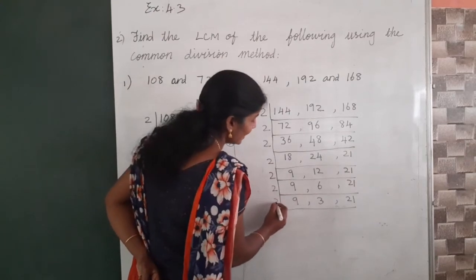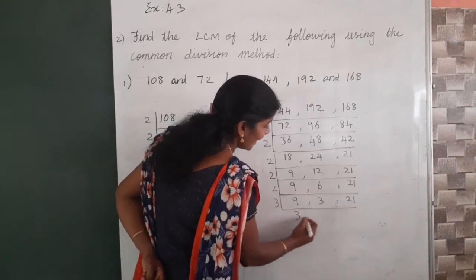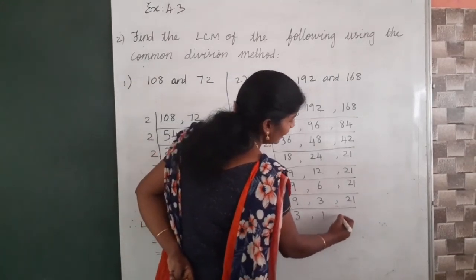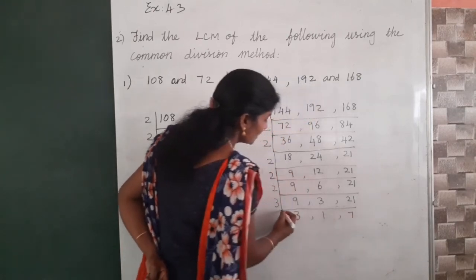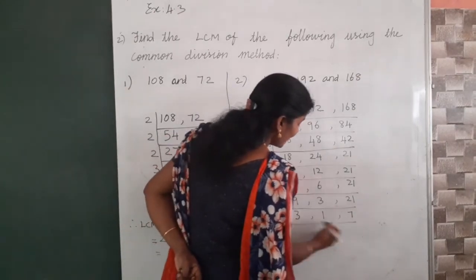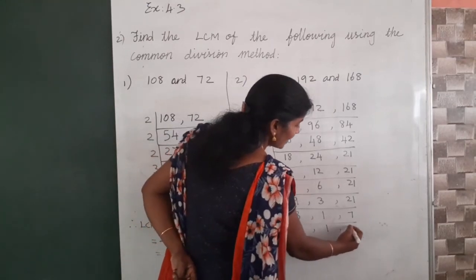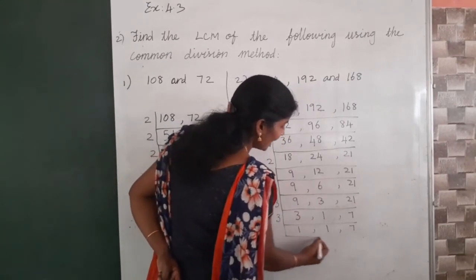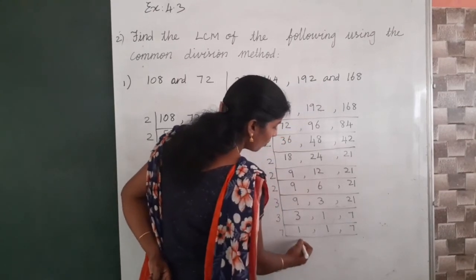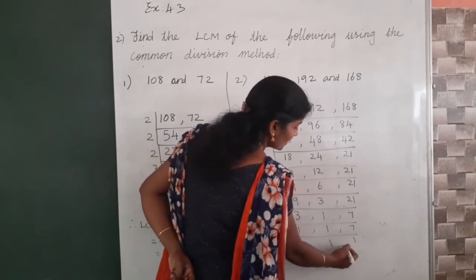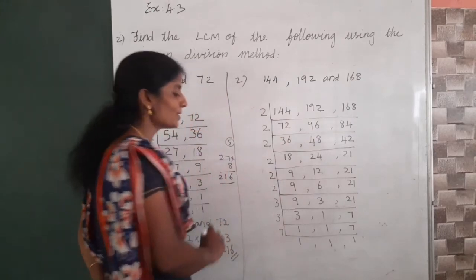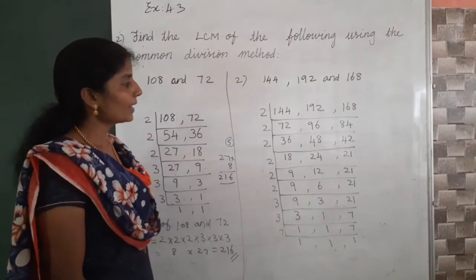Now we can take 3 table. 3 3s are 9, 1 3 is 3, 7 3s are 21. Then again we can take 3 table. 1 3 is 3, 1, then 7. Again we can take 7 table. 1 1 1. 1 7 is 7. Now we can stop. Okay.